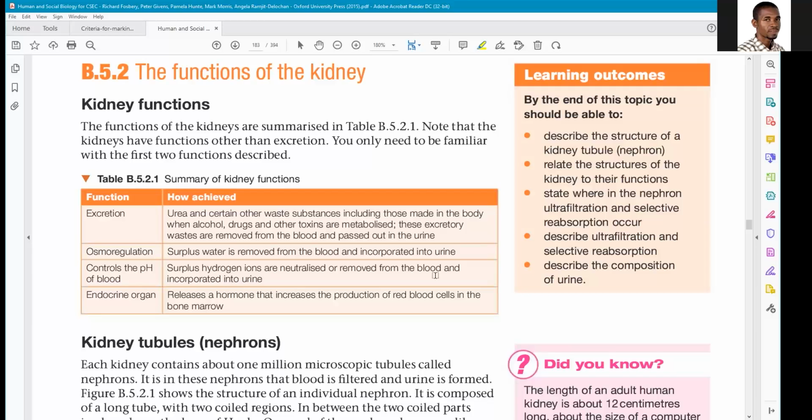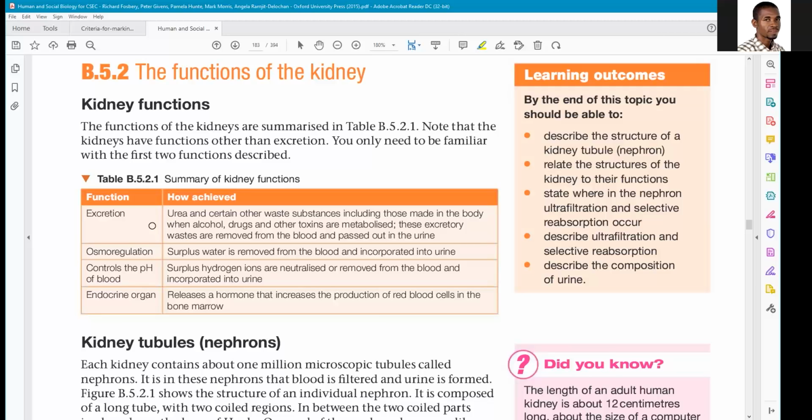So the functions of the kidney are summarized in this table below. Note that the kidneys have functions other than excretion. You only need to be familiar with the first two functions described, and that's excretion and osmoregulation.